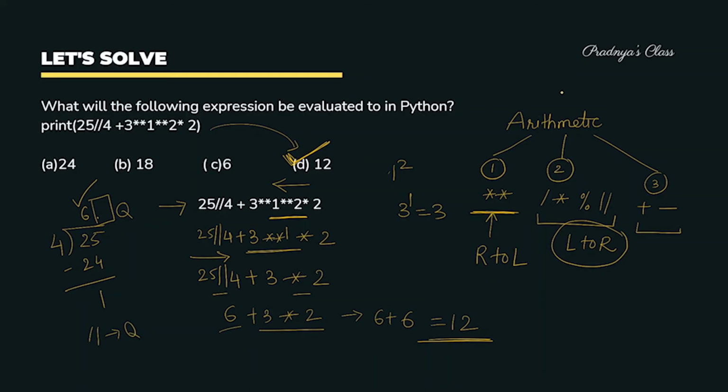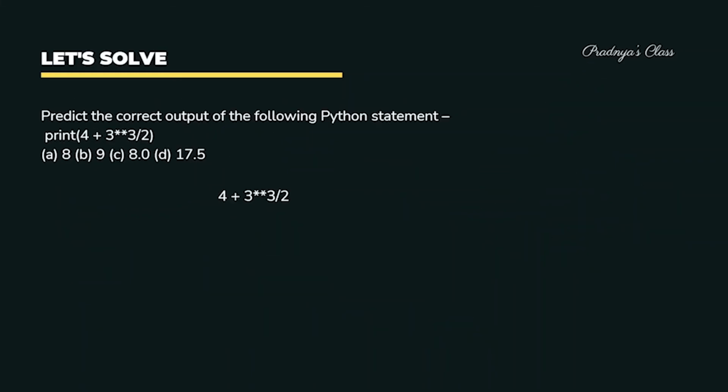So be clear with the working of the 7 arithmetic operators so that you can evaluate the expressions where we will have the arithmetic operators. Now let's continue with one more expression. Oh, this is so simple.